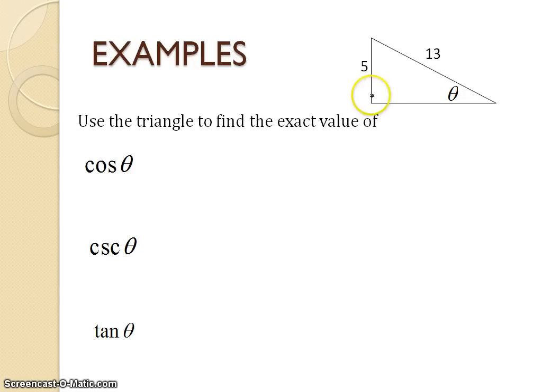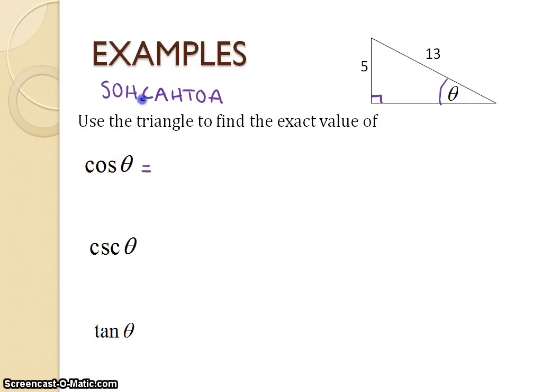So here we're given a right triangle, and we're given an angle theta, and you're going to use the triangle to find the exact value of cosine of theta. So here's our angle theta. We don't have to know how much that angle is. We can find cosine of that angle. So for cosine we're going to use SOHCAHTOA, so I'm going to write it up top.